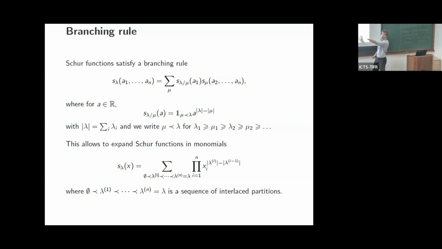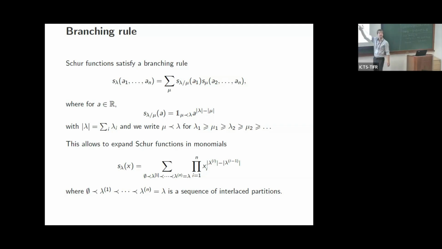So S lambda of n variables decomposes as a sum over mu of the skew Schur function S lambda over mu times S mu of the remaining variables. And the skew Schur function, evaluated in just one variable, S lambda over mu of A, is something very simple. It's just A to the power of the size of lambda minus the size of mu, and by size of lambda, I mean the sum of the parts, the sum of the lambda i's. So it's A to the sum of the lambda i's minus the sum of the mu i's.